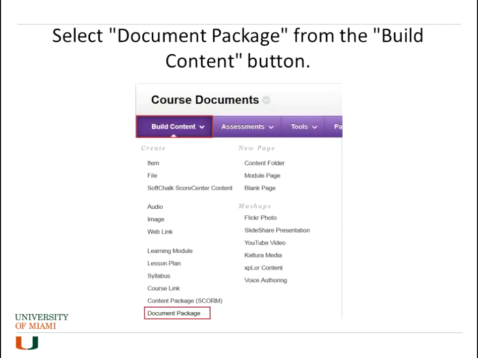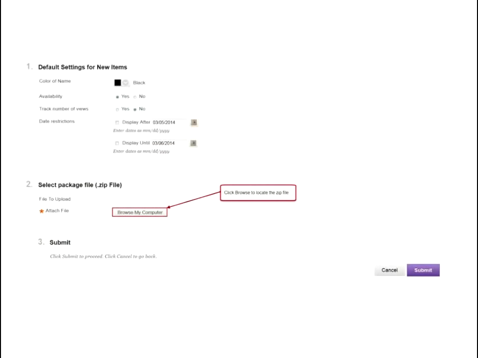All right, so once you're in the content area, the course documents in this case, you go to where it says Build Content, and then scroll all the way down to where it says Document Package. Once you click on that, you're going to get to the next screen, which is the Document Package Upload, and just basically scroll directly to Browse My Computer. This will allow you to find the file. Once you find it, select it, and once you have selected the file, make sure that it's the .zip, and submit it here.